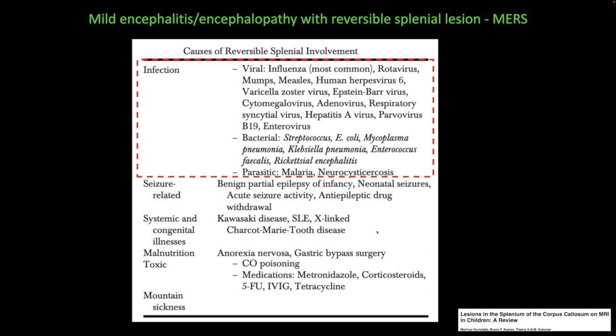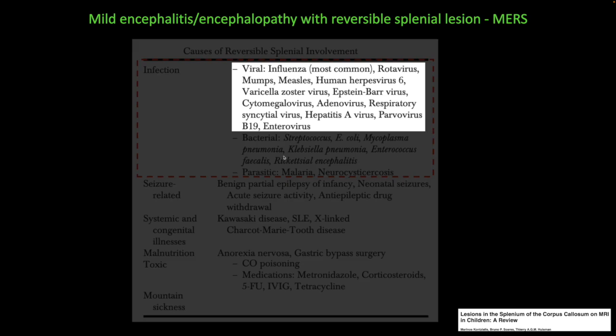Clinically, they can be termed MERS, that is mild encephalitis or encephalopathy with reversible splenic lesions. A great paper out there. And these can be caused by multiple abnormalities. Infection is the most common cause, seizure is another cause. And infections, these are the viral organisms which commonly cause this imaging manifestation. Again, influenza, HHV6, rotavirus, mumps, measles, again common causes.